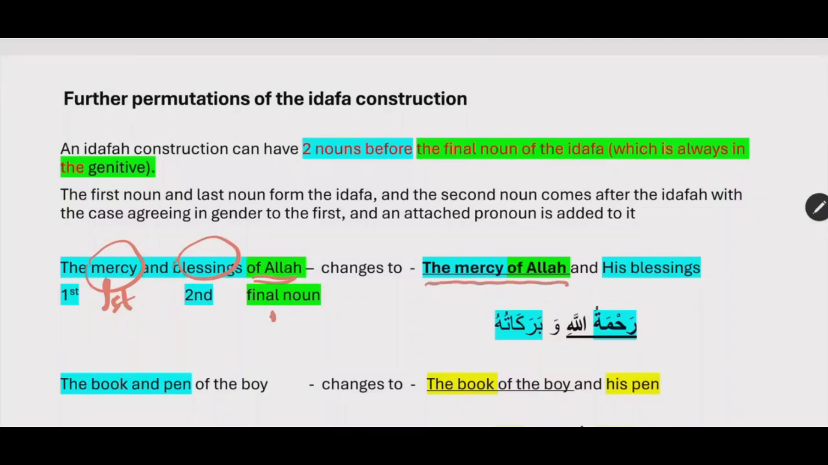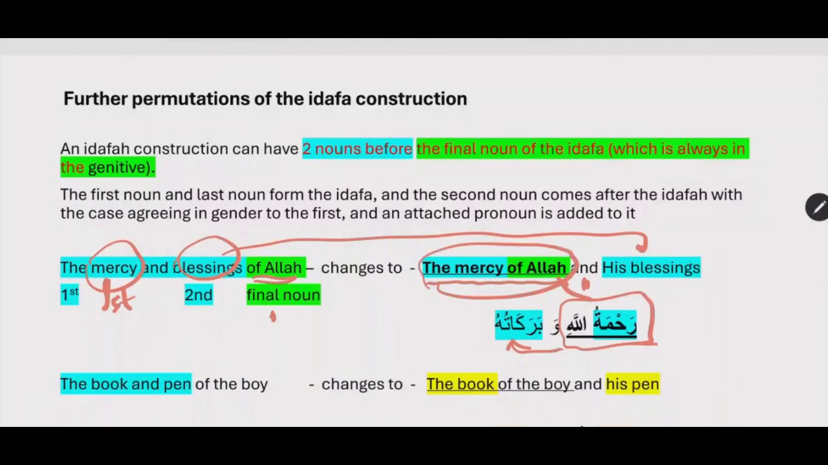The mercy of Allah is the idafa construction, and then you add this "and", then you add His blessings. So this second noun here becomes His blessings, and you add it after the idafa. In between the idafa, there's nothing that appeared. There's your basic idafa, rahmatullahi, the mercy of Allah, and then you're adding in His blessings.